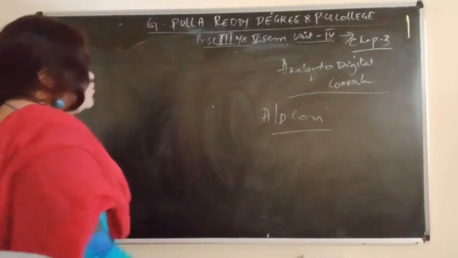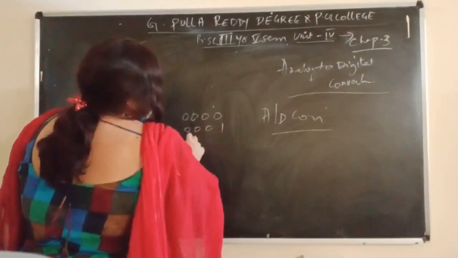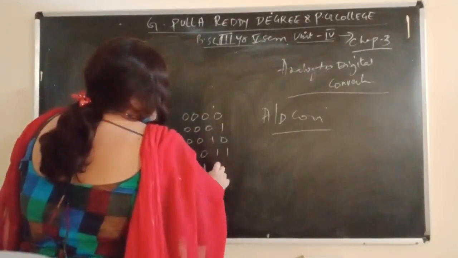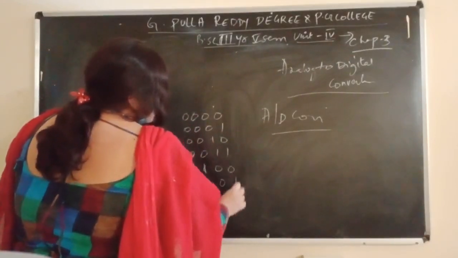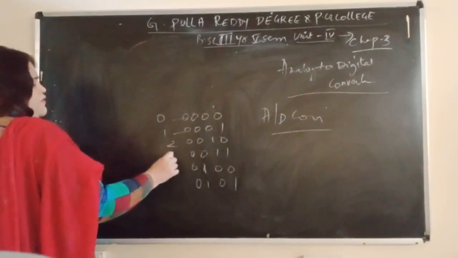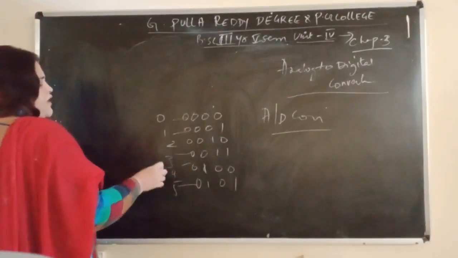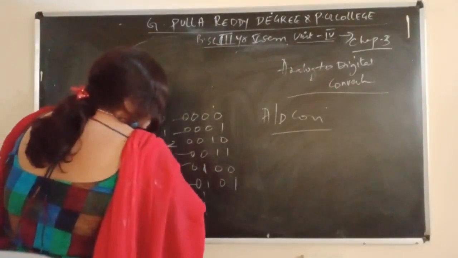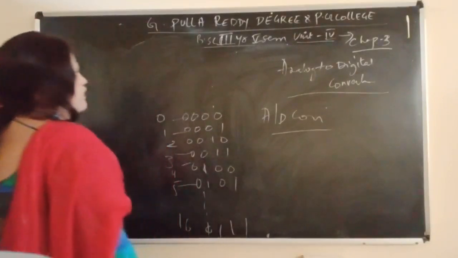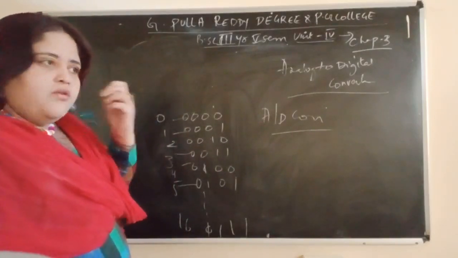So I will show you one example: 0 0 0 0, 0 0 0 1, 0 0 1 0, 0 0 1 1, and so on. So what is this? 0 1 2 3 4 5. This is the decimal equivalent of this. Till 16 we can write. 16 means it will be like 1 1 1 1. Already you have seen this table in your digital electronics paper 5.